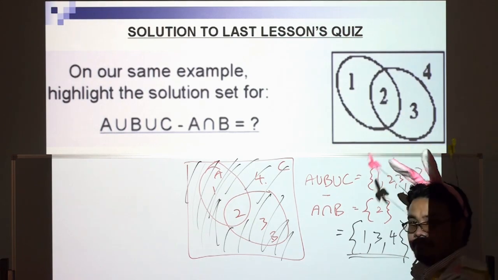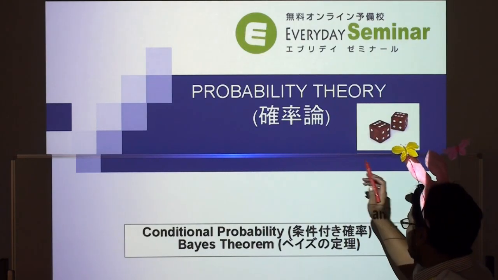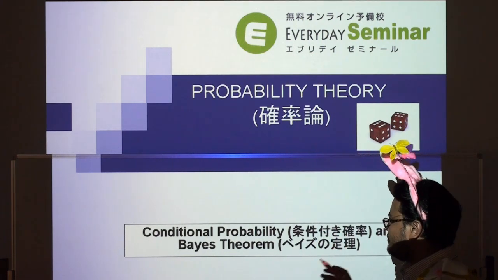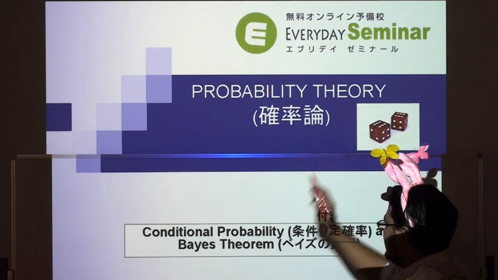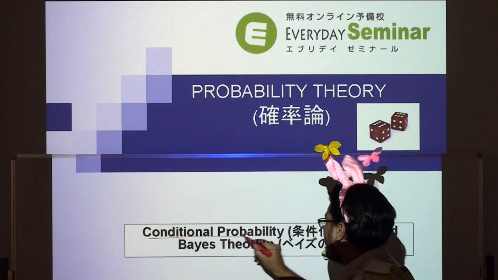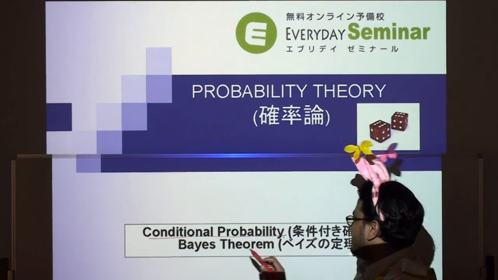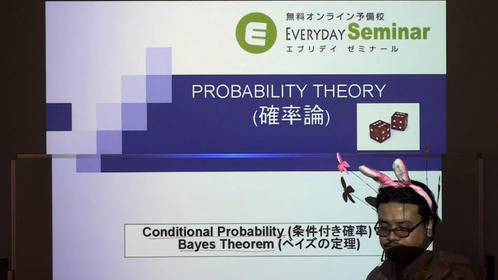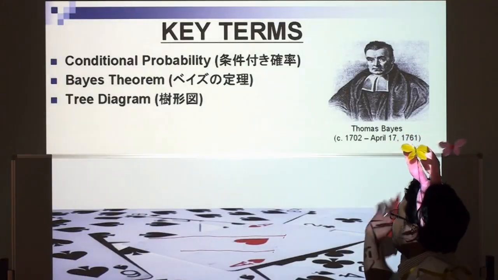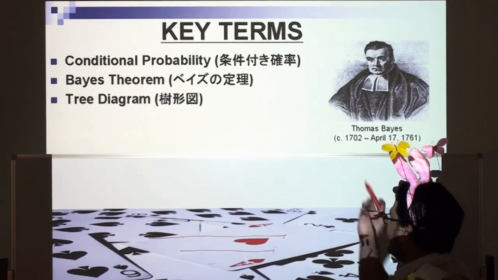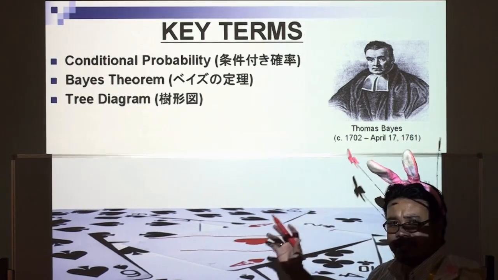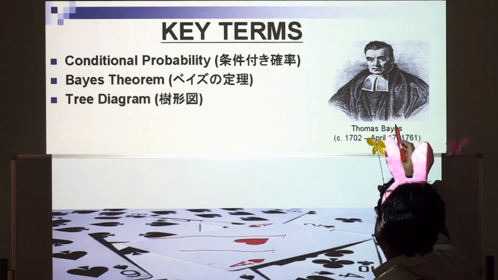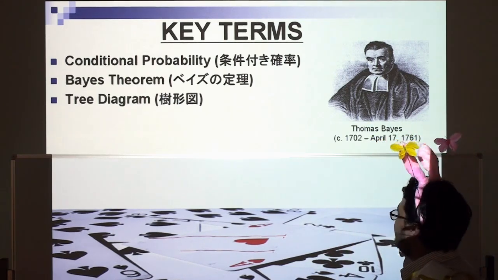Okay, let's move on. Our topic for today, we're going to continue on with probability theory. Today we're going to do two key topics under probability theory. One of them is conditional probability, and the other key field we're going to cover is Bayes' theorem. Our key terms for today are conditional probability, Bayes' theorem, and we'll be dealing a lot with tree diagrams. And here's a picture of Thomas Bayes, one of the most important statisticians that ever lived.